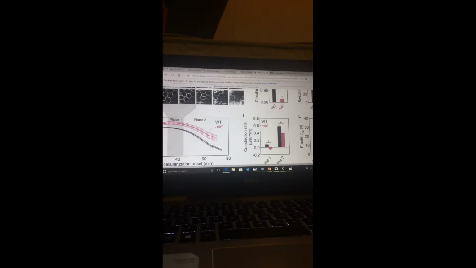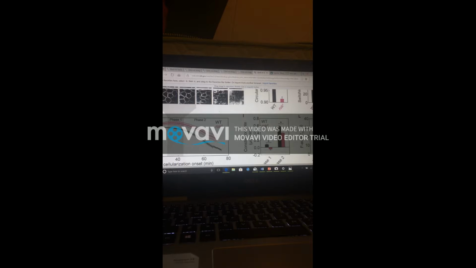In I, the constriction rate for the actomyosin ring is being compared for phase 1 and phase 2. In phase 1, only the wild type is constricting. In phase 2, the mutant and the wild type are constricting. The wild type is constricting at a greater rate.